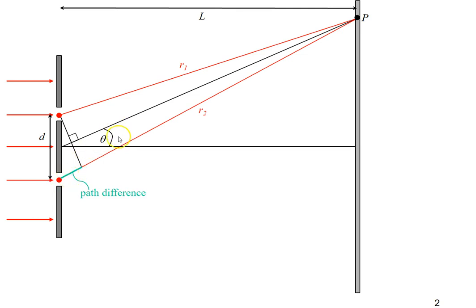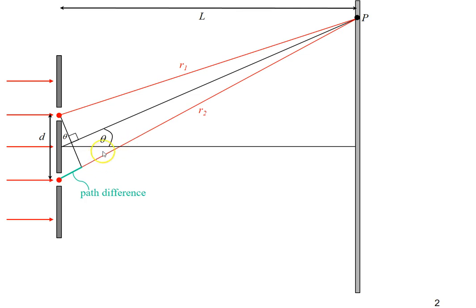Oh, in fact, I'm sorry. When I said very close to 90 degrees, in fact, that is going to be a 90-degree angle, because I get two right triangles right here that make up my isosceles triangle. So that's a 90-degree angle. So I'm interested in this path difference right here. So how do I figure that out? We're going to make an approximation here, but it's a really good approximation.